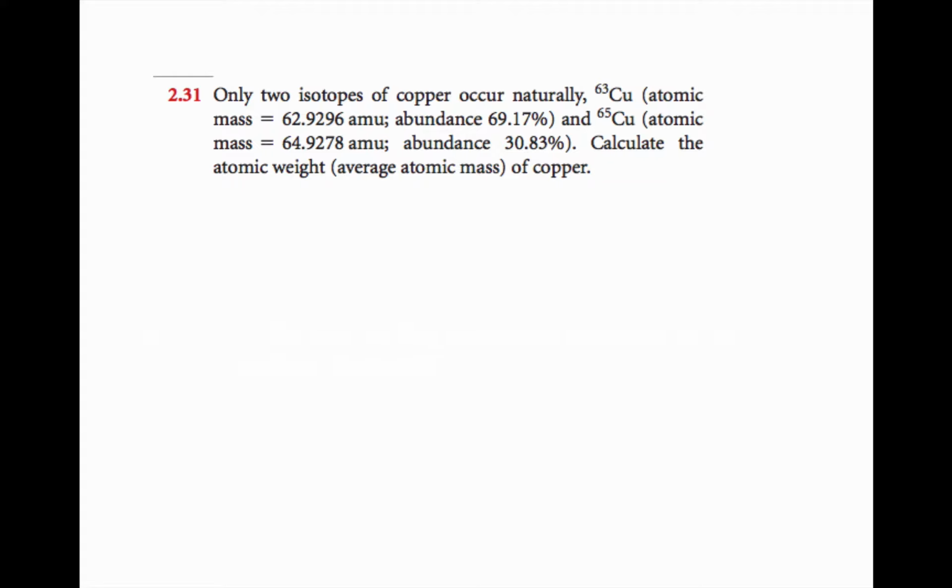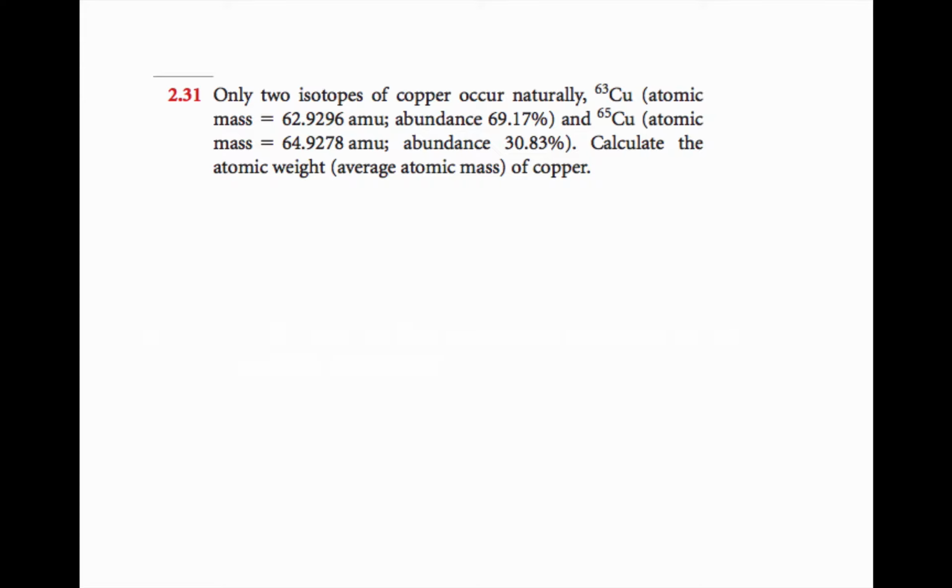So how do you figure out what a weighted average is? You'd have to know what the different isotopes weigh, and what fraction of a sample they represent. The only two naturally occurring isotopes of copper are copper-63 and copper-65. The mass of copper-63 is not 63. 63 is its mass number. You have to compare it to carbon-12 to figure out how massive it is. So it actually weighs 62.9296 AMUs. Lots of sig figs there. In a sample, 69.17% of it would be copper-63.